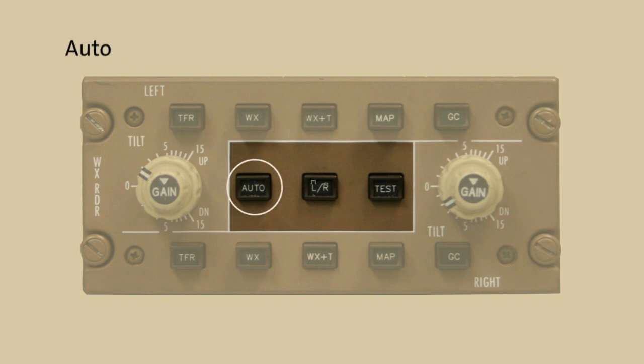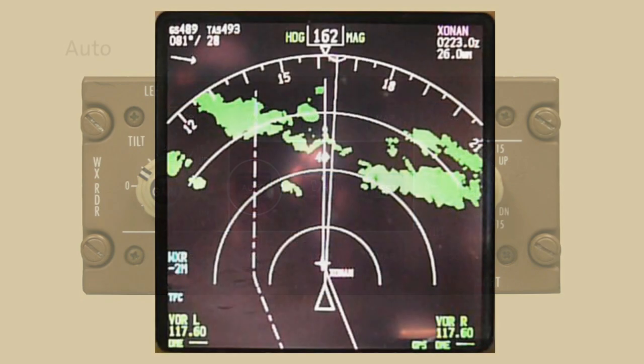Auto toggles between the radar's auto and manual modes. When toggled to manual, the letter M is displayed. In manual, the radar works exactly like traditional manual radars. Tilt and gain must be manually controlled by the pilot. Further, with the exception of wind shear, automatic features are disabled.